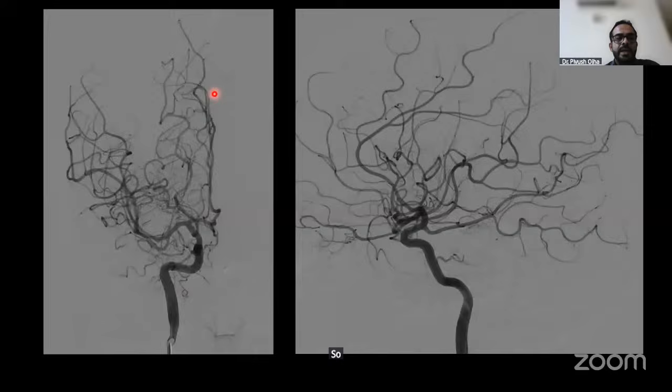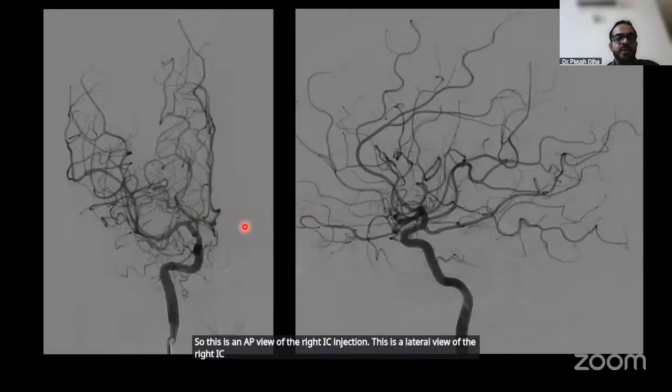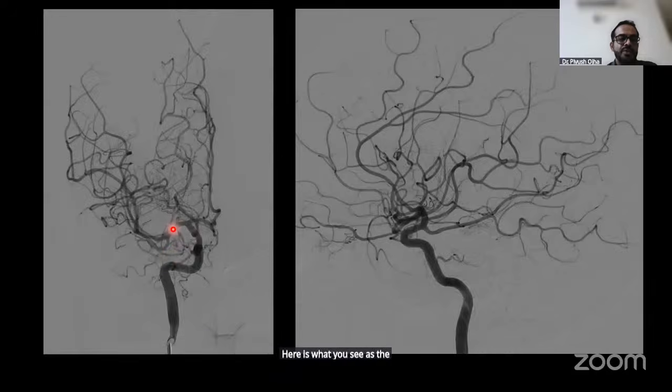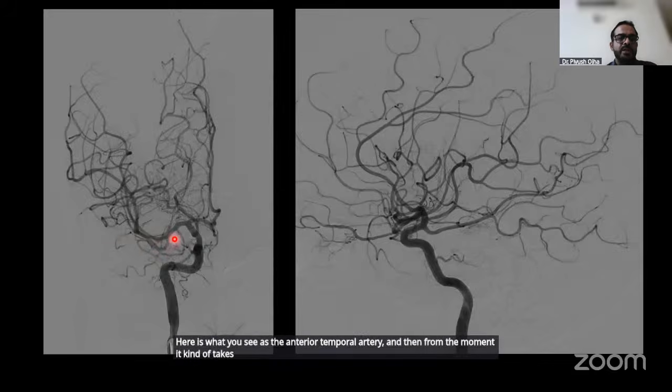So this is an AP view of the right ICA injection. This is a lateral view of the right ICA injection. If you look at this, this is your internal carotid artery, which divides into the middle cerebral artery, and then bifurcates. These are the two divisions. Here is what you see as the anterior temporal artery. And then from the moment it takes a turn upwards, you can label it as M2. There are different ways in which you can classify M1 bifurcation, but usually the moment it takes a turn upwards, it is called M2, and then there are distal branches.